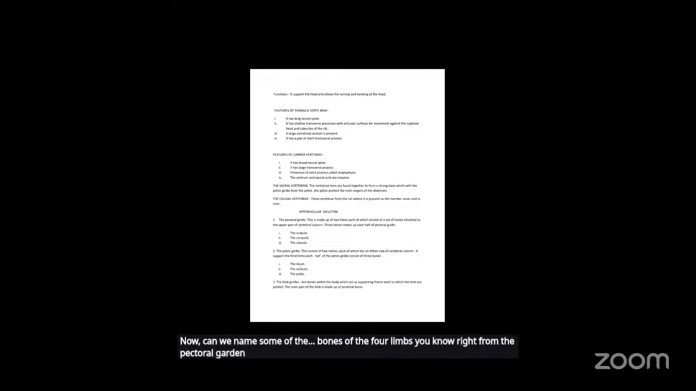Now, can we name some of the bones of the four limbs, right from the pectoral girdle to the digits? What are the names? Tarsals, metatarsals. No, we are starting from the shoulder.